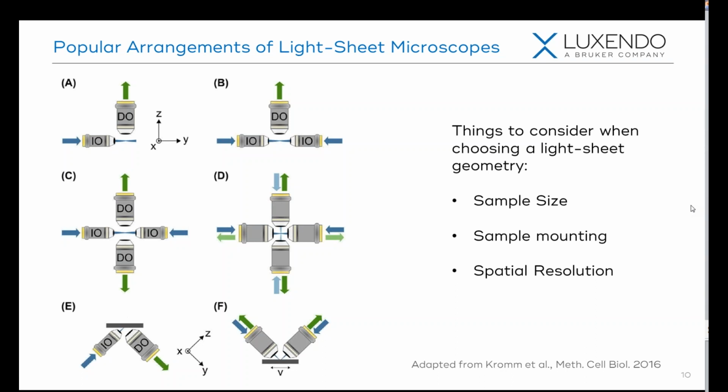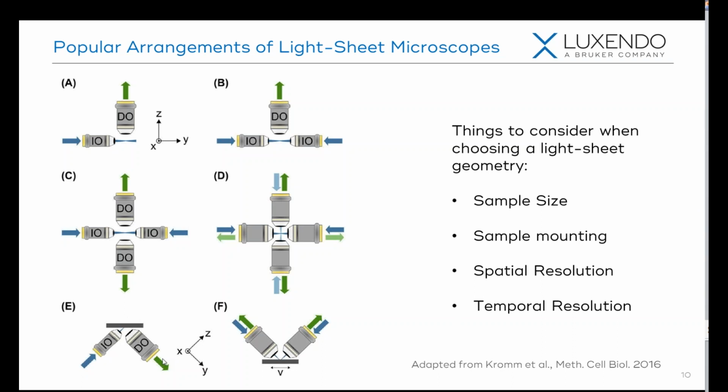Third is spatial resolution. So how high of resolution do you need? Do you need something on the order of cellular resolution, or do you need subcellular resolution? Again, the steric constraints placed by having to illuminate orthogonal to your detection axis will place upper limits on what objectives we can use. And finally, temporal resolution.